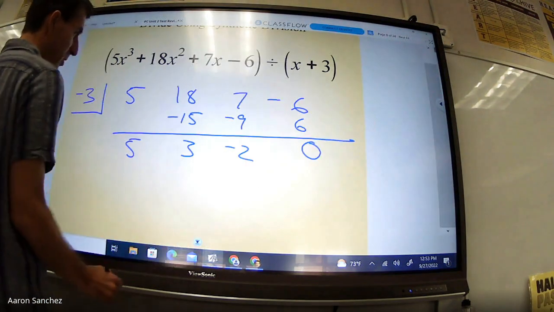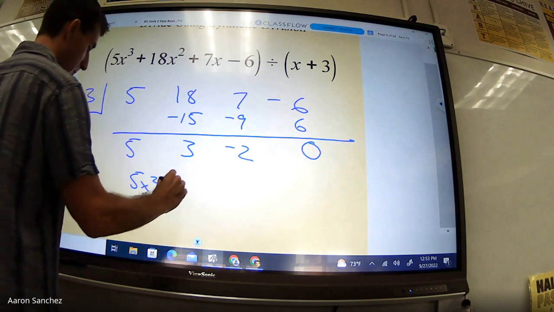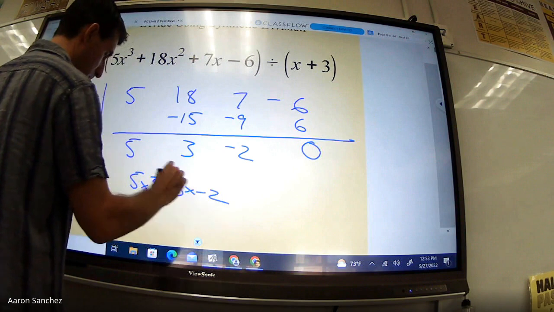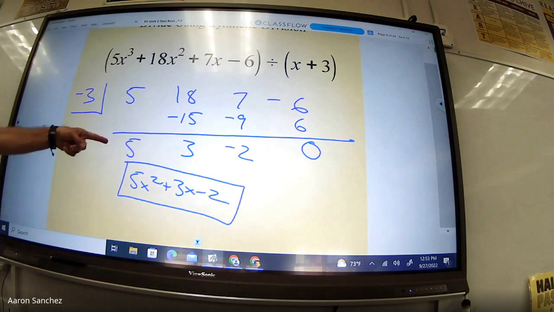So my final answer is what? Boom. Make sure you put the x's in there if you want full credit. This is not an answer. 5, 3, negative 2. That is not an answer.